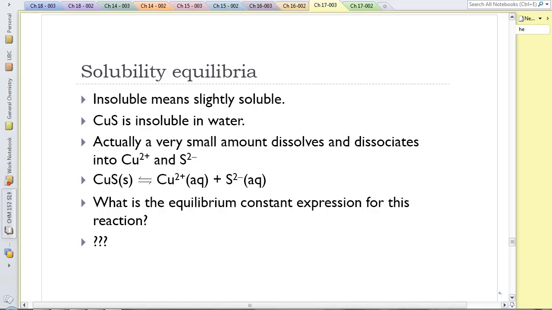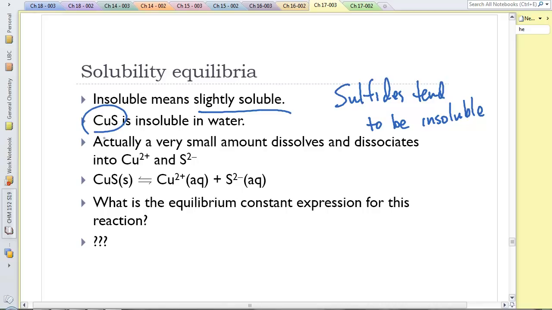So you probably remember the solubility chart from last semester, and we kind of just classified things as soluble or insoluble. So when we classify something as insoluble, it doesn't mean that it's totally insoluble. A little bit will dissolve. And so you may remember, you may not, sulfides tend to be insoluble.